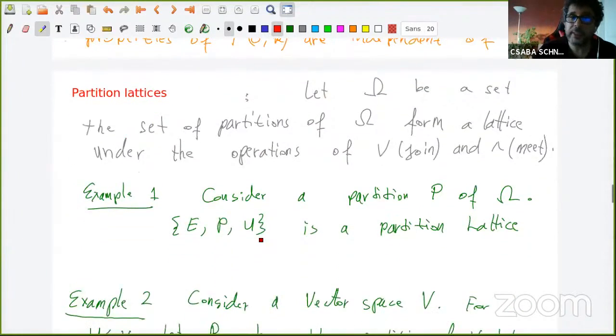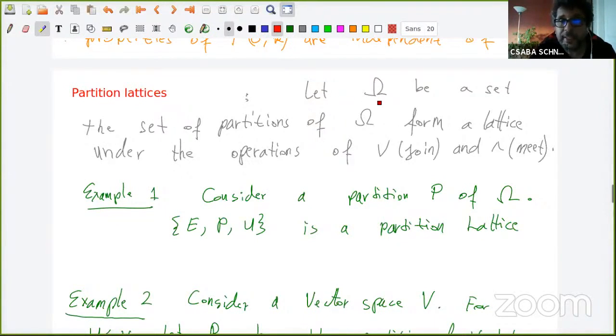Okay, so this is one combinatorial structure. The other thing I wanted to talk about is these partition lattices. The partition lattices give us another combinatorial structure that is left invariant by diagonal groups.